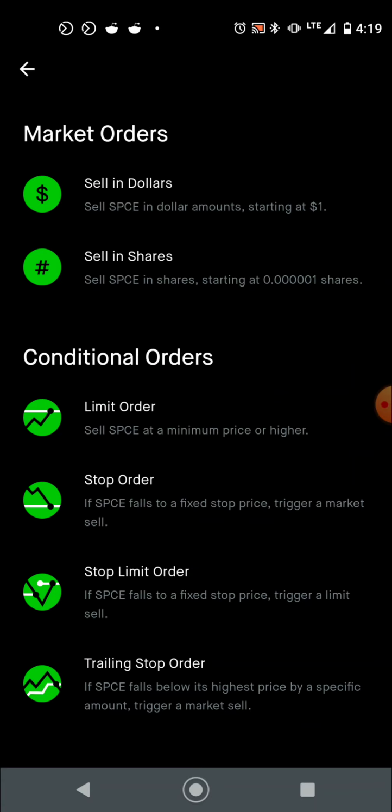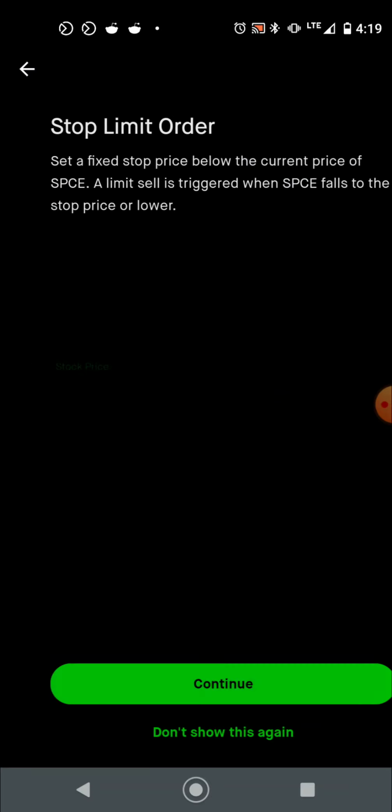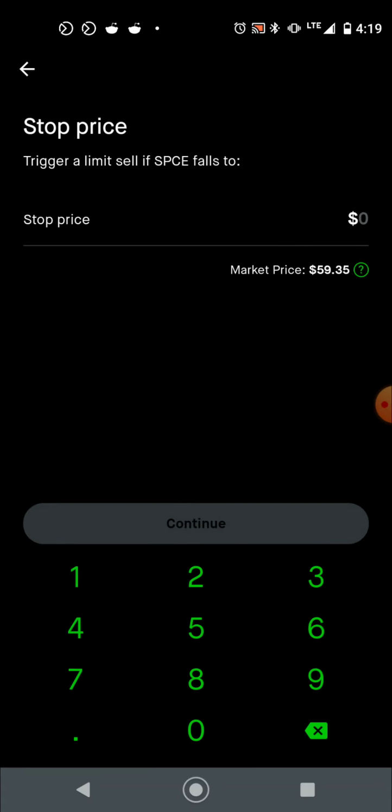Not always, but oftentimes. The other type of stop loss, I should say, is a stop limit order. And basically the only difference between the two is on this one, you're entering a trigger price and then a limit price. So if the price falls to, let's say I want to sell my shares for no less than $50, I can set the trigger price at $51.